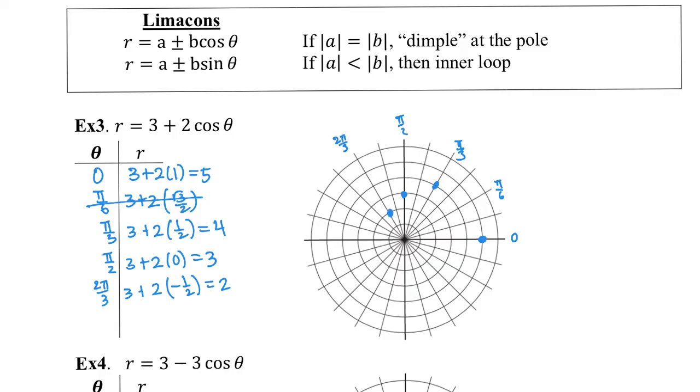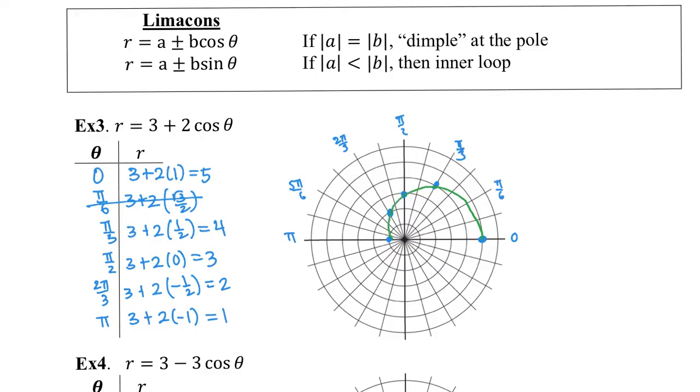What's next? There's a 5 pi over 6. I'm going to skip it because it's going to give me the root 3 over 2 thing that I don't feel like estimating. 3 plus 2 times the cosine of pi. The cosine of pi is negative 1. 3 minus 2 is 1. So that puts me here. Okay, now this is half of my graph. I'll go ahead and sketch in half of my graph.